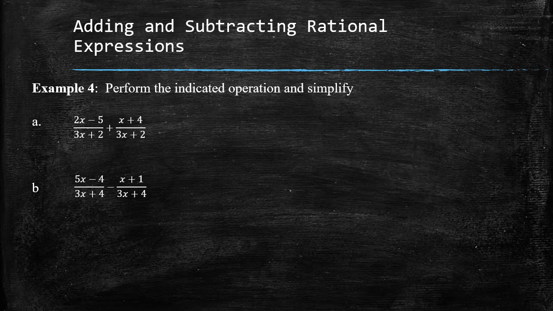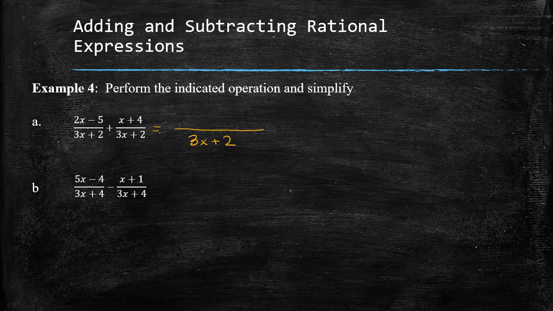So when we add fractions, remember we need to have a common denominator. This first problem is nice because we already have that common denominator. So I already have a 3x plus 2 in both my fractions. So I just simply add the numerators together.